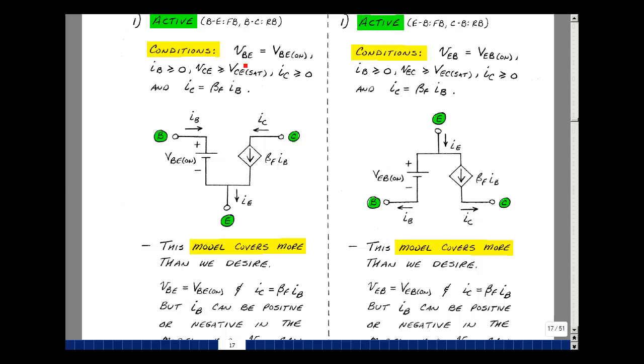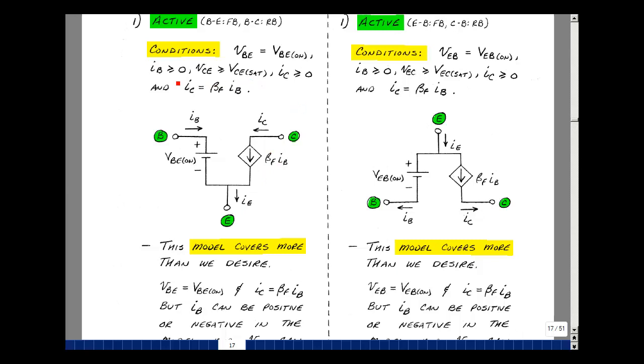This first term here, VBE equals VBE on, sounds like a battery between the base and the emitter. And then here's the collector current as a multiple of the base current. That sounds like a current-controlled current source between the collector and the emitter. I'm able to realize this condition and this condition. This model covers more than the conditions that are here. In other words, the current in the base can be positive or negative, but it can only be positive for a BJT. Likewise here, the voltage across the collector emitter is the voltage across a current source, and that can be positive or negative. I need to check that this is true.